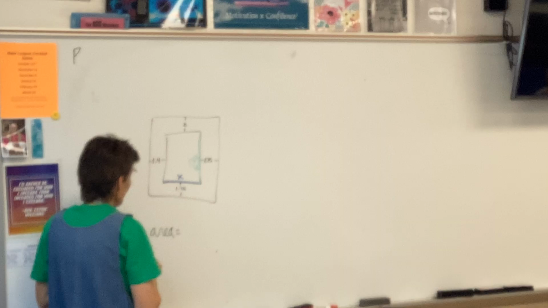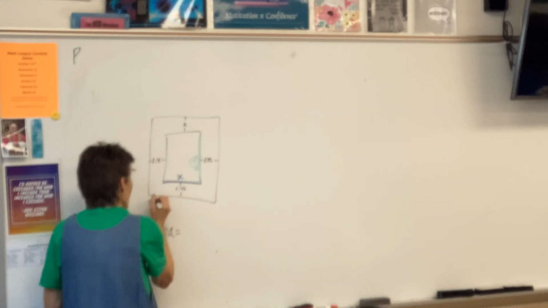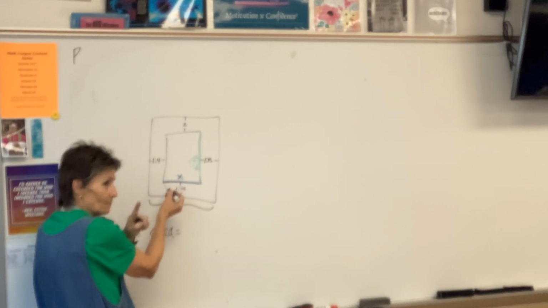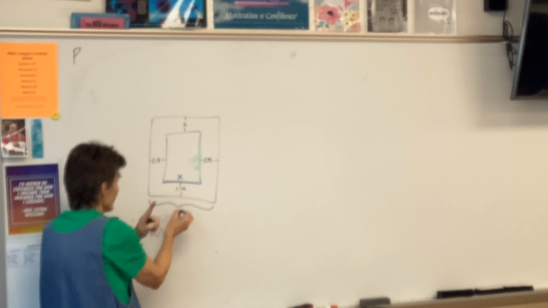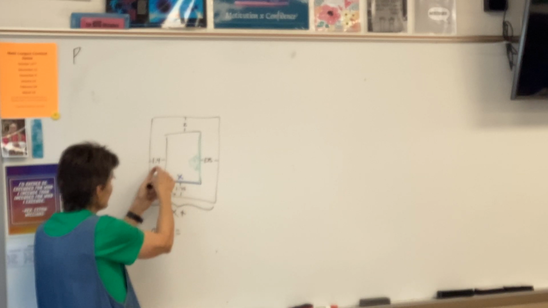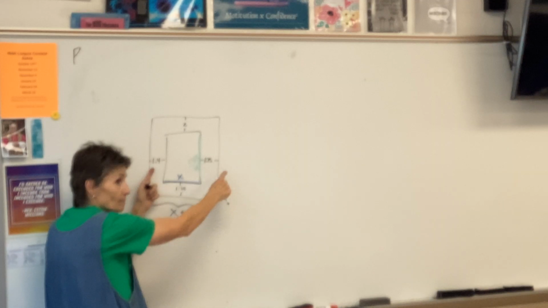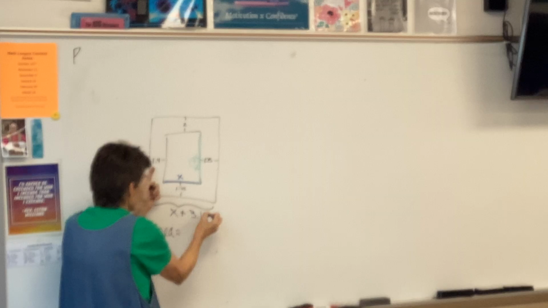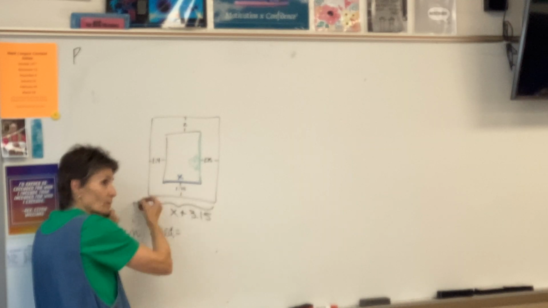So now I need to know the area of the whole thing. So what would this be? The blue part is X, but we added that and that to this dimension. What did you say that adds up to? 3.15. So this whole thing is X plus 3.15? Yeah.